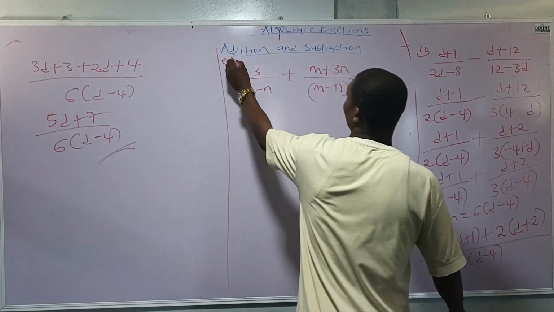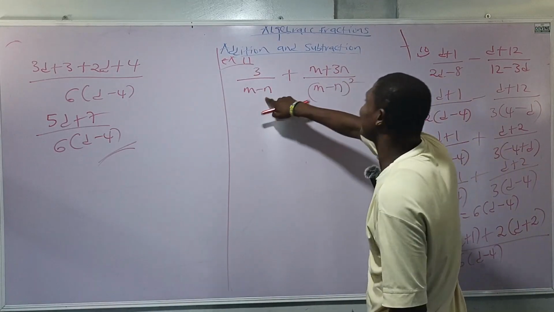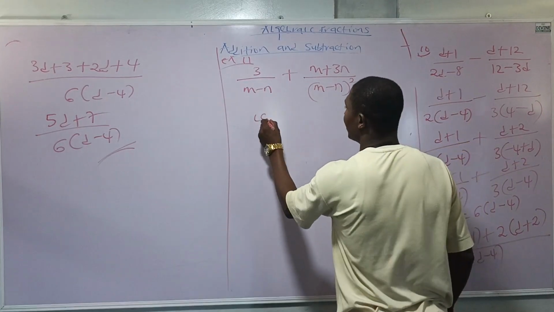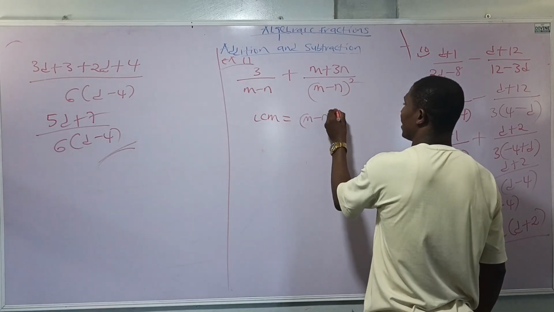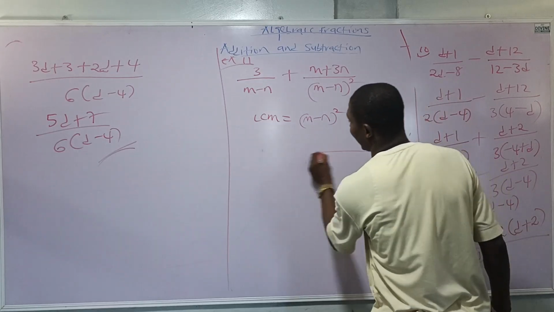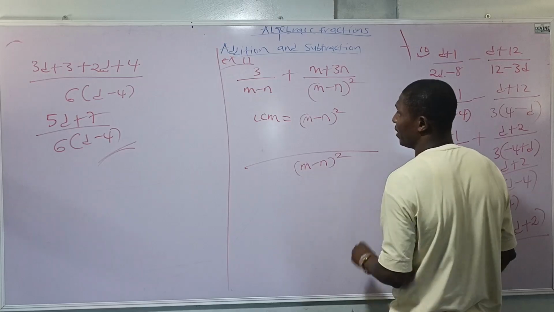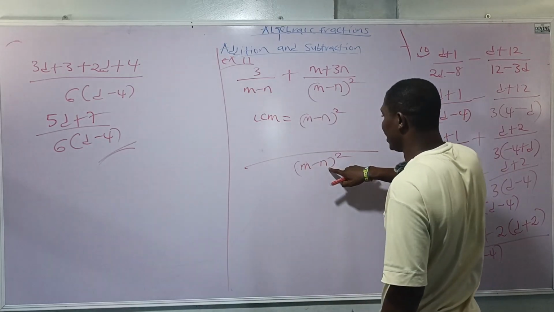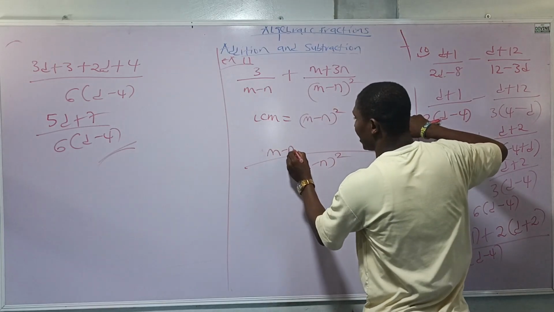This is EX11. So this is a repeated root, so this is inside this. My LCM will simply be (m minus n) squared, and that will be the denominator, (m minus n) squared. If (m minus n) squared divides this, I'll have 1, (m minus n) left.